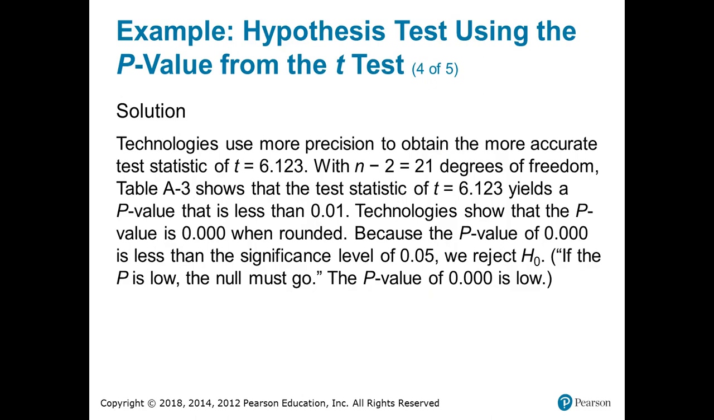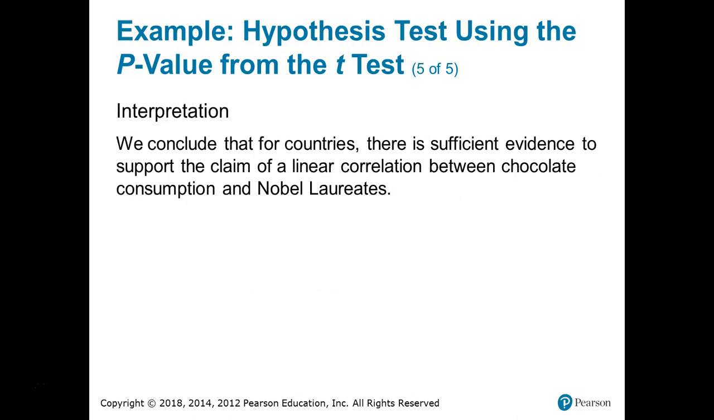So technology uses more precision to obtain a more accurate test statistic of 6.123. So with n-2 equals 21, table A3 shows that the test statistic of 6.123 yields a p-value that is less than 0.01. Or you can use StatCrunch to tell you what the p-value is. So because the p-value is less than 0.05, we reject the null hypothesis. If the p is low, the null must go. So we conclude that for countries, there is sufficient evidence to support the claim of a linear correlation between chocolate consumption and Nobel Prizes.